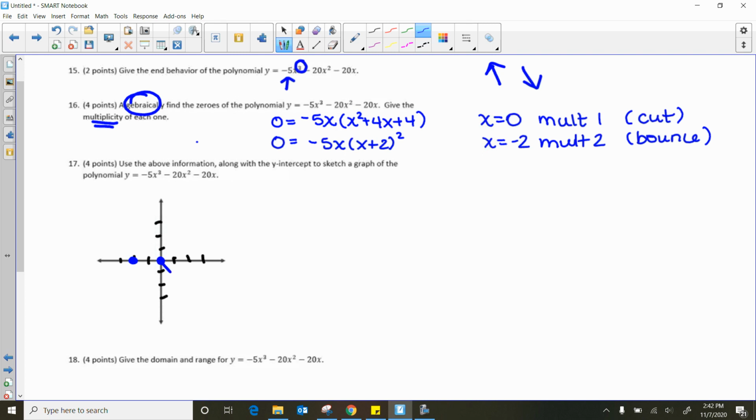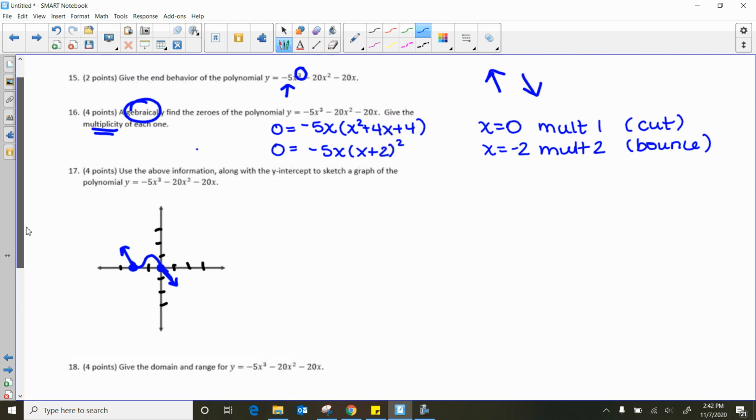We know from 0, 0 it goes down. We know from negative 2 it goes up. And we know because of multiplicity 2 at negative 2, it's going to bounce. Maybe I didn't make it bounce high enough, maybe I bounced it too high, but this is the general shape of the graph. I don't cut through here, I bounce off the axis. Over here at 0 is where I cut through.